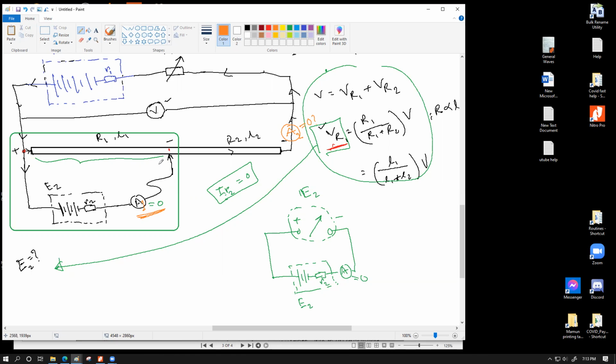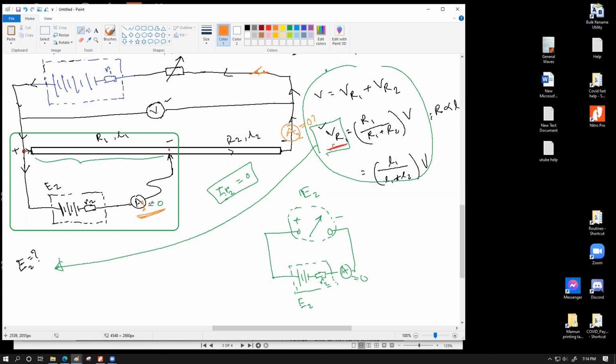This ammeter reading is not supposed to be zero, because if it becomes zero, where would VR1 come from? VR1 happens because current flow is happening through this long wire. This ammeter reading, for this entire circuit to work, will always have some value. This value can be affected by the position of this slider, but it will never be zero. If at any point this value becomes zero, let's say we have a switch over here, and we open this switch and this ammeter reading becomes zero, what would be the VR1 value? Also zero.